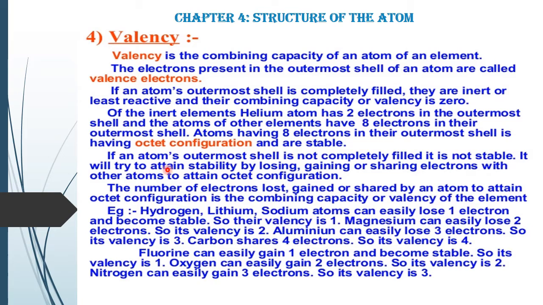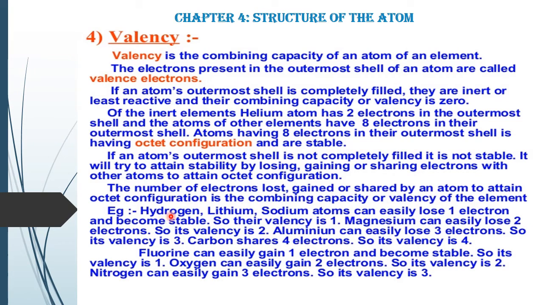So it will try to attain stability either by losing, gaining or sharing electrons with other atoms to attain octet configuration. The number of electrons lost, gained or shared by an atom to attain octet configuration is the combining capacity, or the valency, of the element.